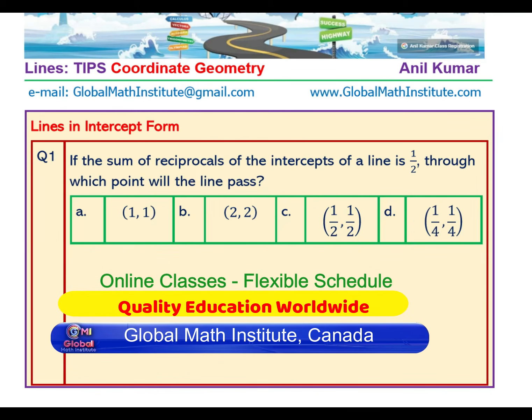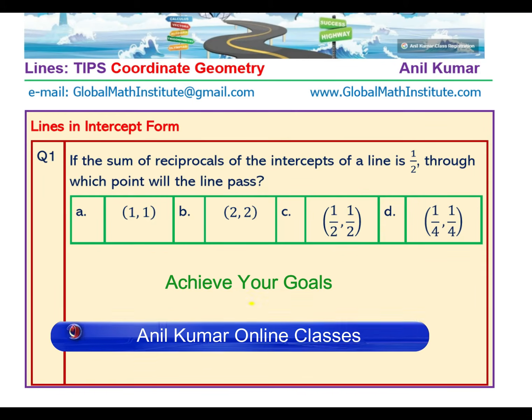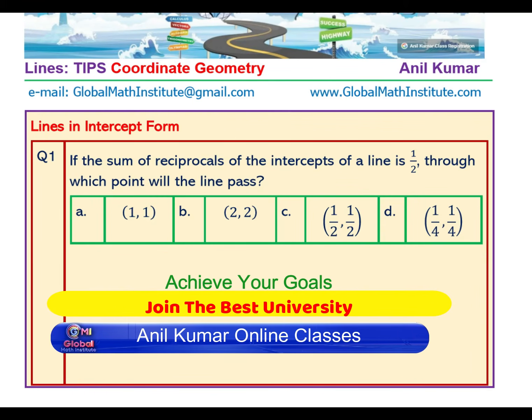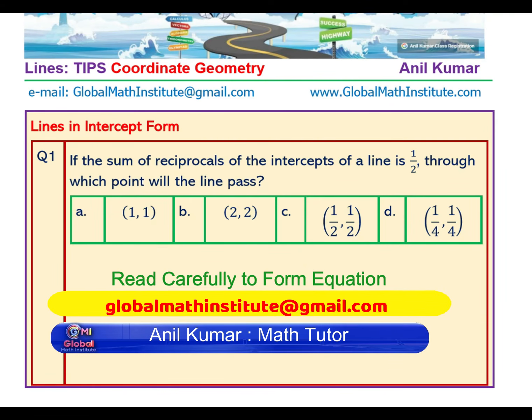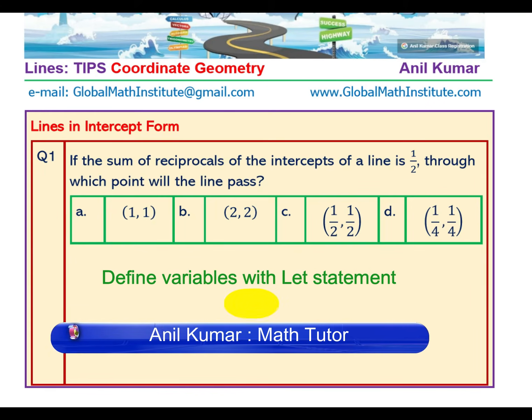Question number one here is: if the sum of reciprocals of the intercepts of a line is half, through which point will the line pass? Four options are given to you. Extremely difficult question for most students in grade 9. Let's see, how do we solve this?